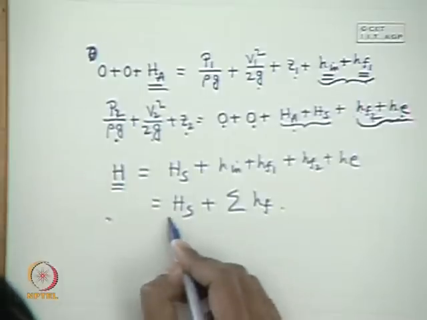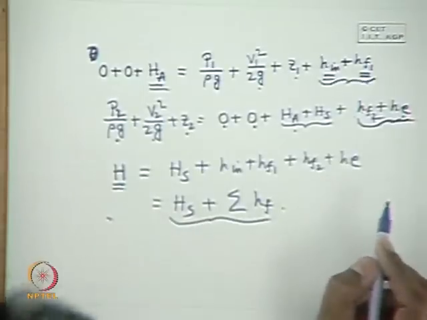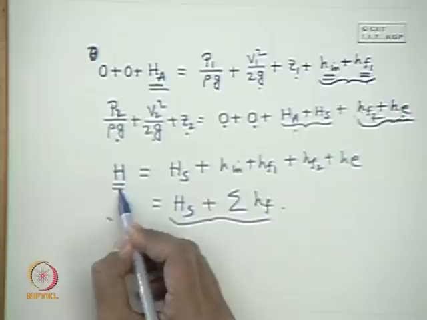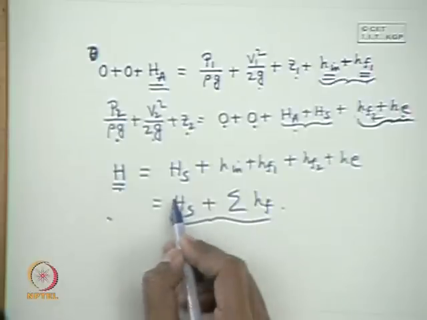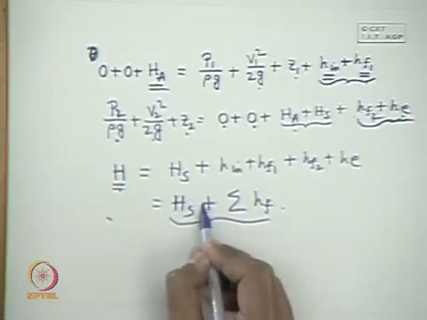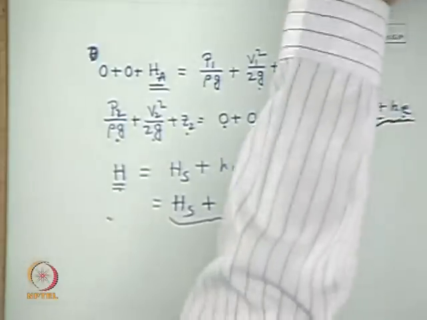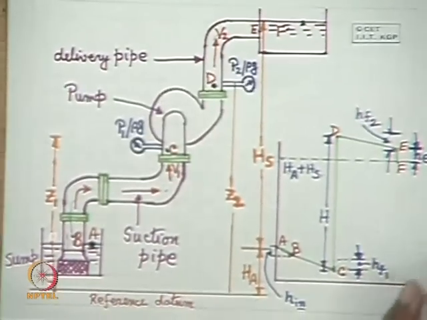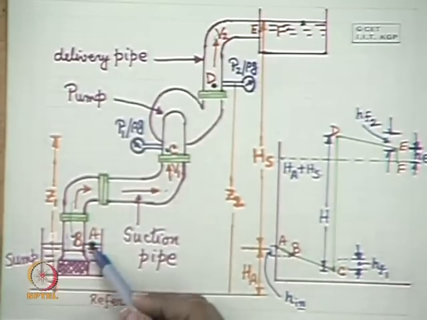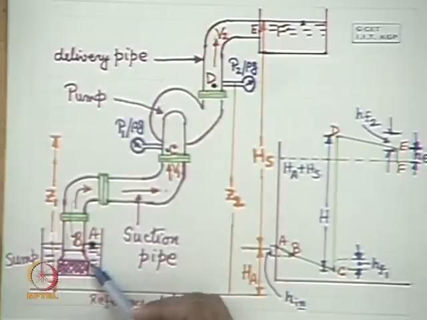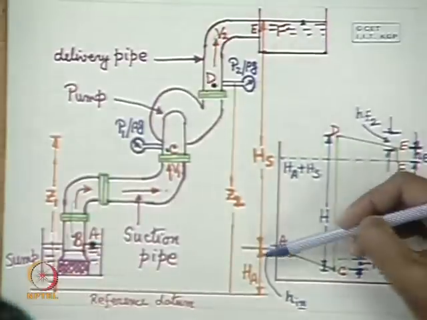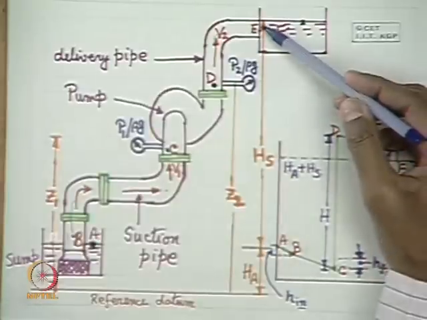That means it is very clear, and from a very simple concept one can tell that the head developed by a pump is equal to the static head plus the sum of all the losses. And it is very simple, because if one sees this figure, okay, if a fluid has to be pumped from the lower reservoir to the upper reservoir, the fluid has to gain this much amount of potential energy.